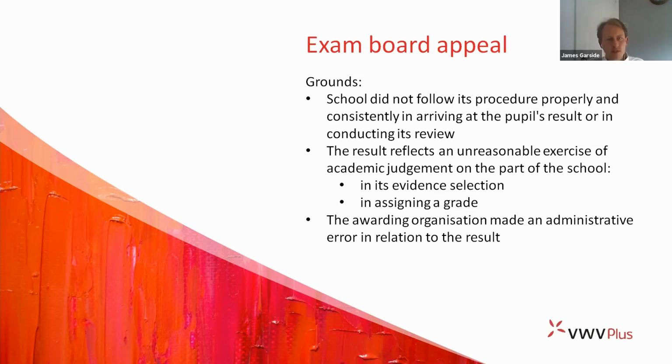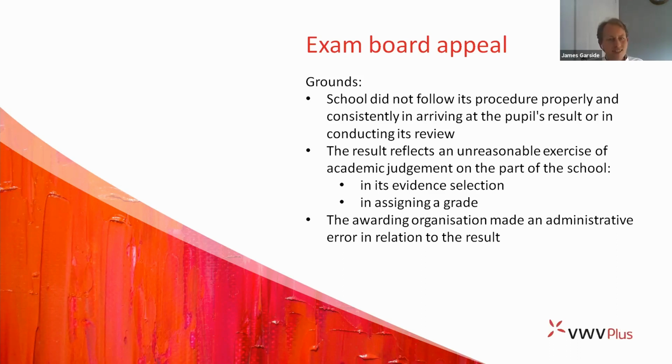The more crucial ground, and where I think we see the greatest capacity for the possibility of appeals here, is that the result reflects an unreasonable exercise of academic judgment on the part of the school. There are two limbs to this: first, in selecting the evidence for the evidence basket, and the second is in the assigning of the grade. So it could be either or both, but it's those crucial judgments made by staff.